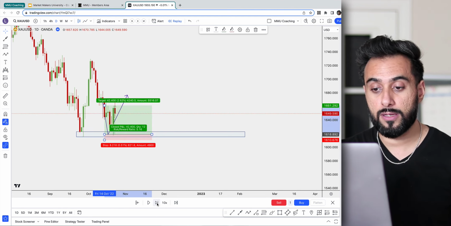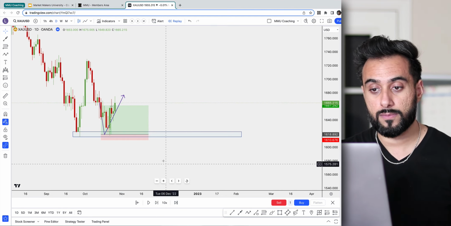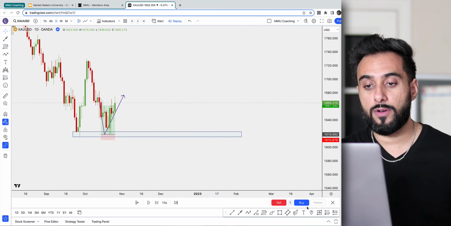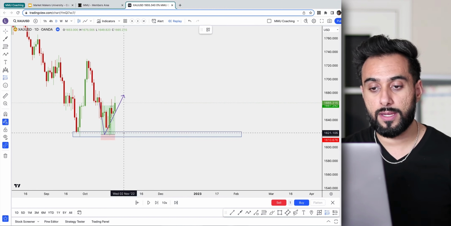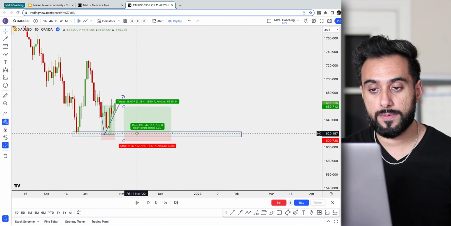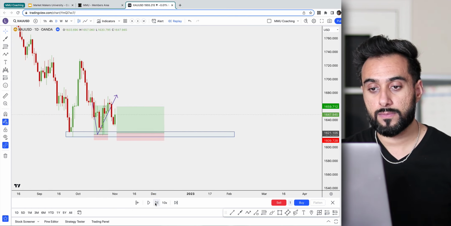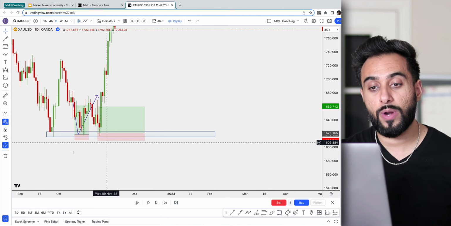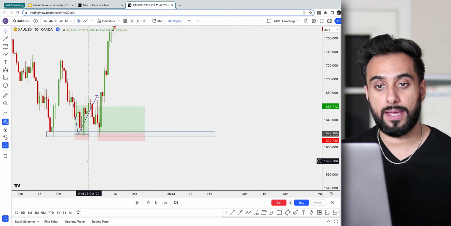That is our first entry. We can close that trade over here. And if you have another setup as well, we can enter the next trade in that same type of concept. And that trade got triggered as well. So that is how you trade these supply and demand zones.